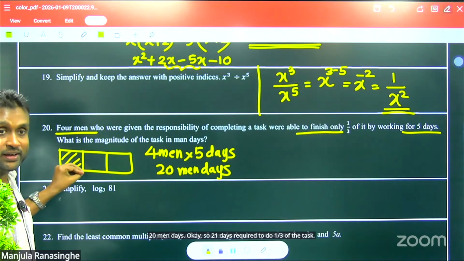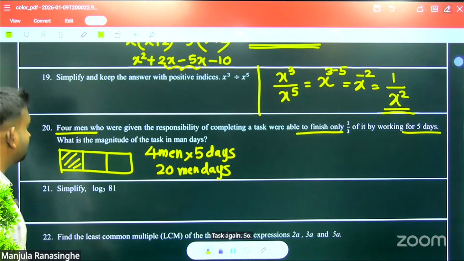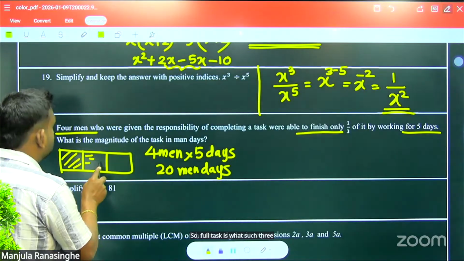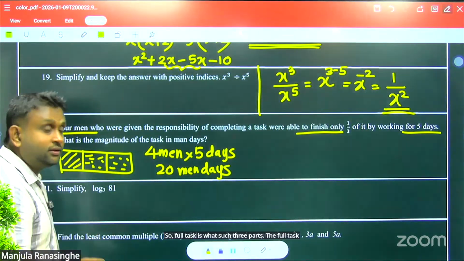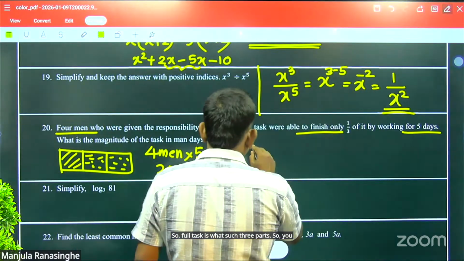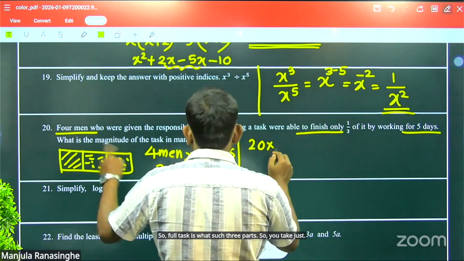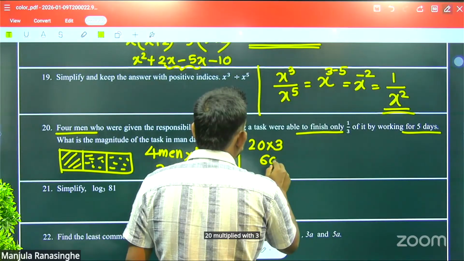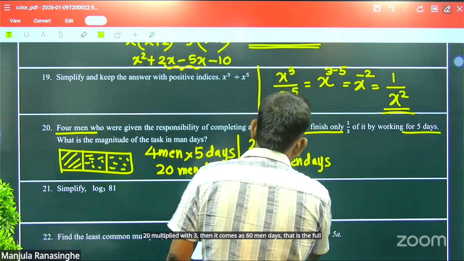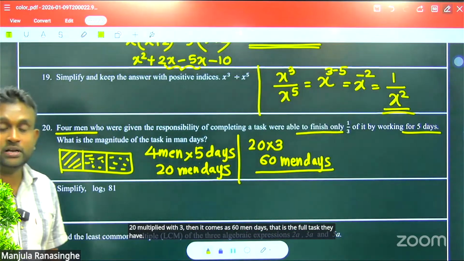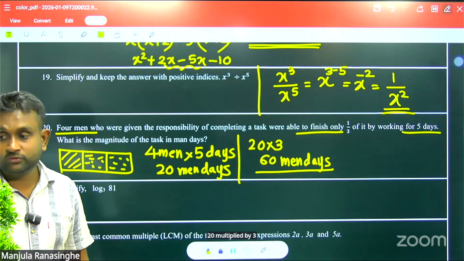So the full task is what? Such 3 parts. The full task is 3 parts like this, 1 2 3. So you take just 20 multiplied by 3, then it comes as 60 man days. That is the full task they have. 20 multiplied by 3 is 60 man days.